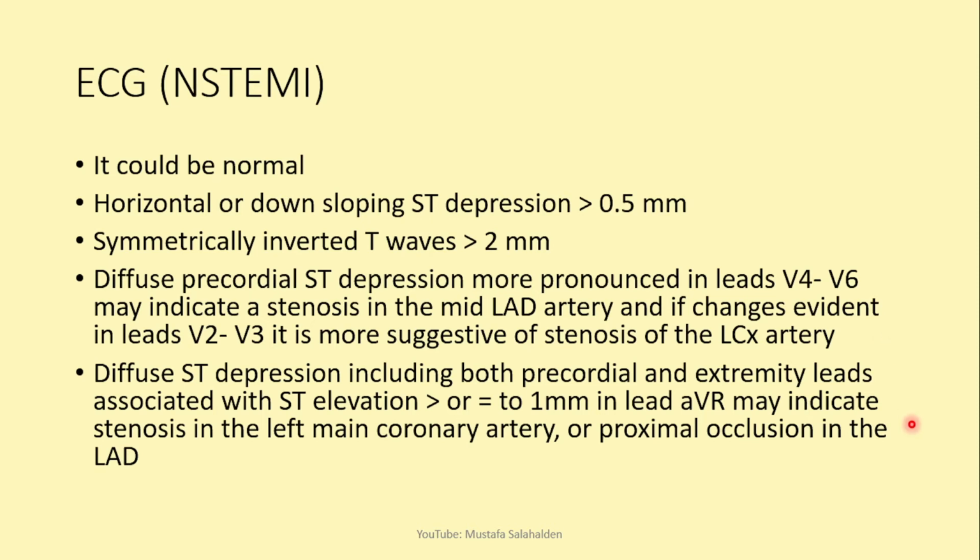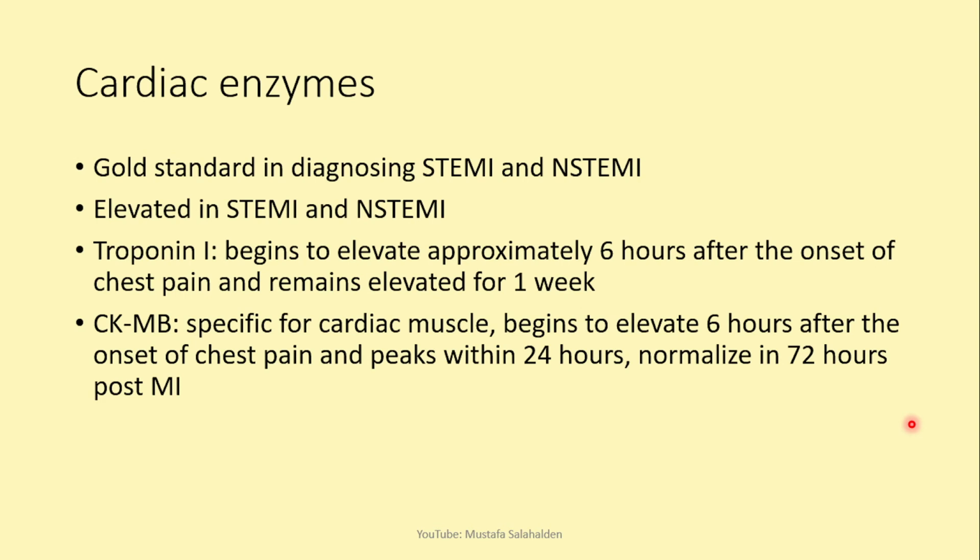And diffuse ST depression, including both precordial and extremity leads, associated with ST elevation of one small square or more in lead AVR, may indicate a stenosis in the left main coronary artery or proximal occlusion in the left anterior descending artery. So that's it for the ECG.